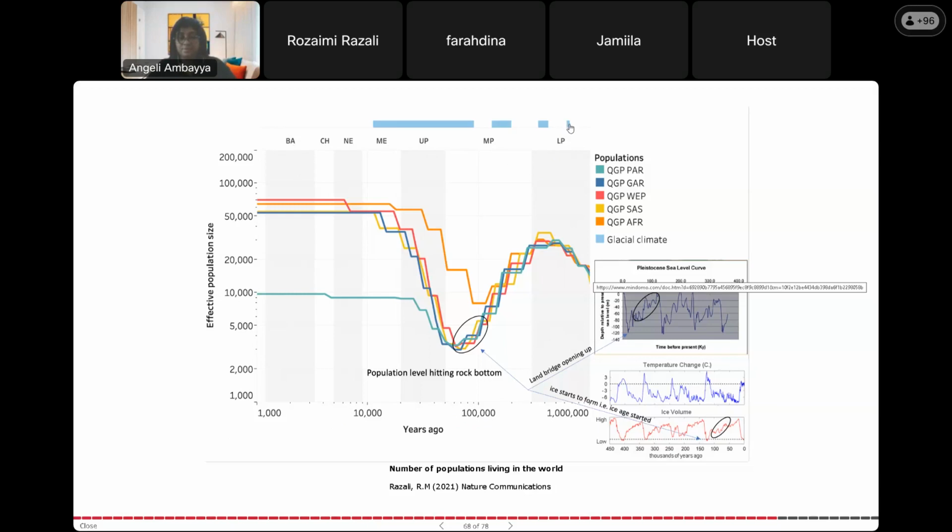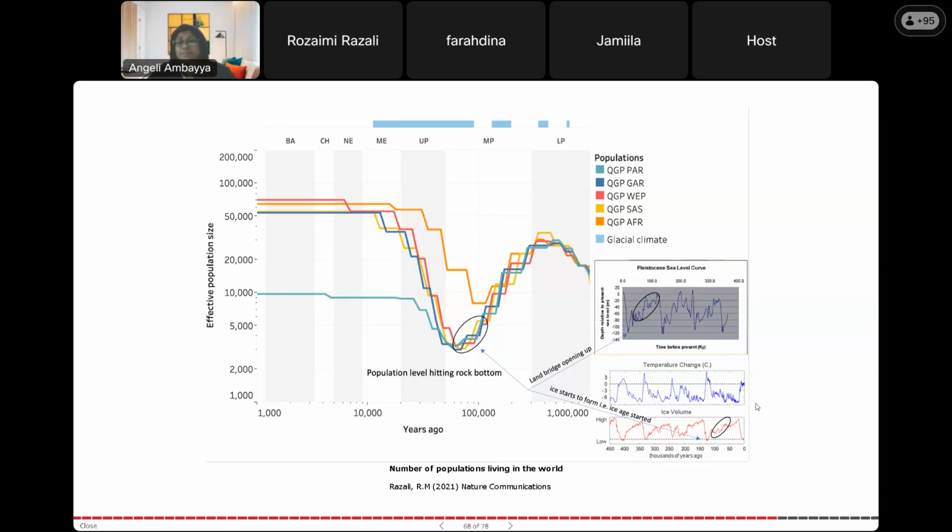And here, the color on top of the different time periods is an indication of the glacial climate. So you can see around 1 million years ago, a population boom. And then something happened, where we see a reduction of population starting from 300,000 years ago, and it reached rock bottom around 100,000 years ago.